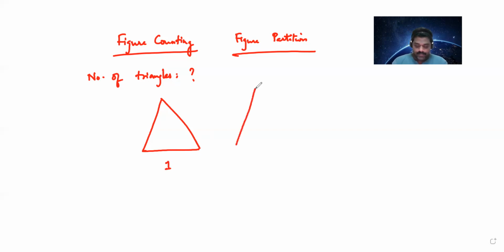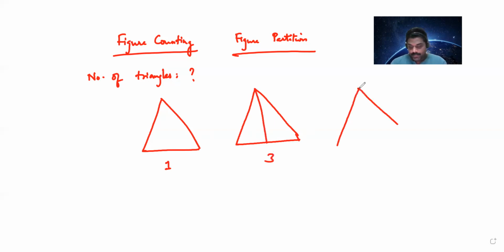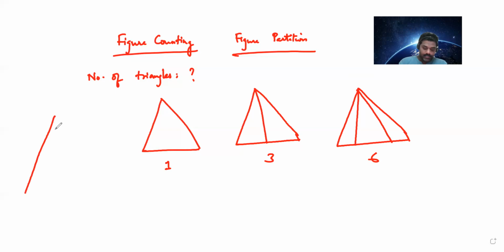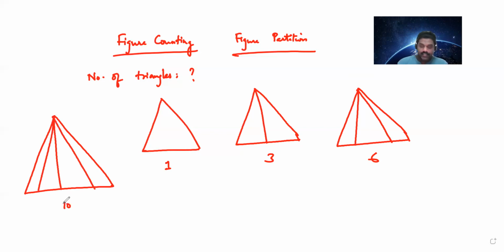And suppose they are vertically partitioning, so now the number of triangles is 3. Suppose you have 2 vertical partitions, the number of triangles is 6. Suppose they give you a diagram like this. Now the number of triangles is 10.